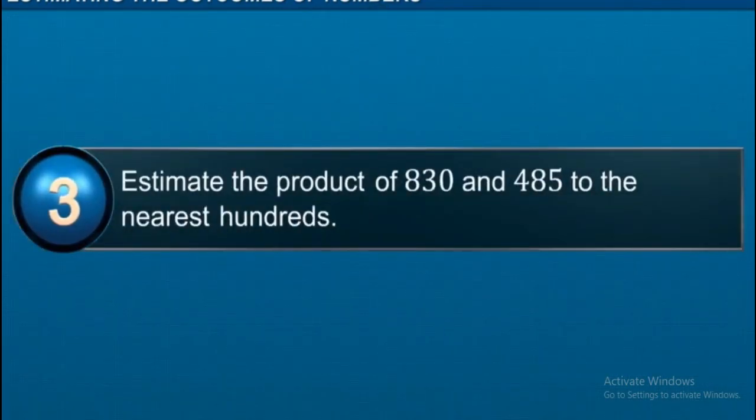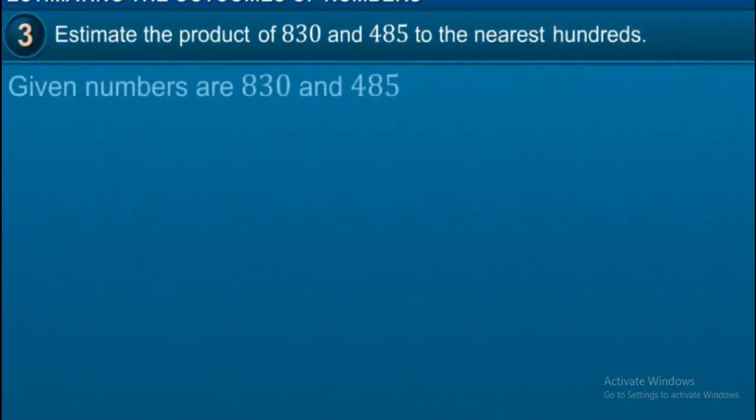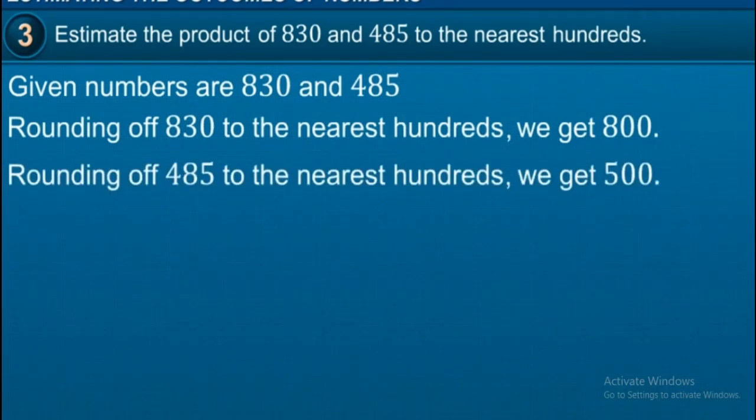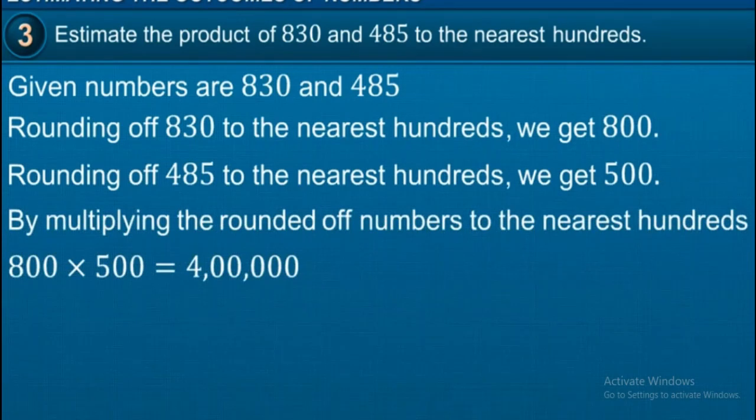Estimate the product of 830 and 485 to the nearest hundreds. The given numbers are 830 and 485. We need to round off the numbers to the nearest hundreds before calculating their product. Rounding off 830 to the nearest hundreds, we get 800, as 830 is closer to 800. Rounding off 485 to the nearest hundreds, we get 500, as 485 is closer to 500. By multiplying the rounded off numbers, we get 4 lakhs.